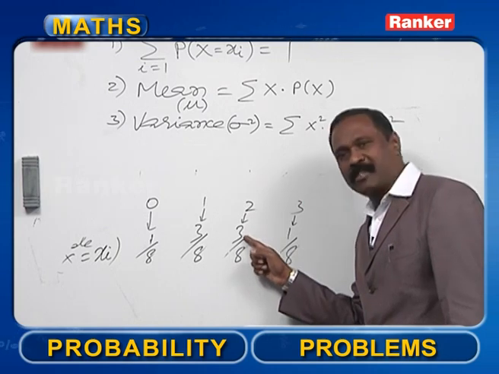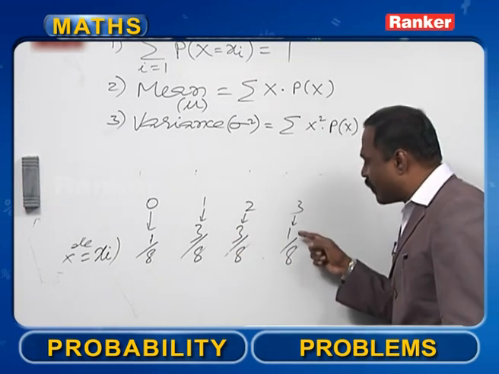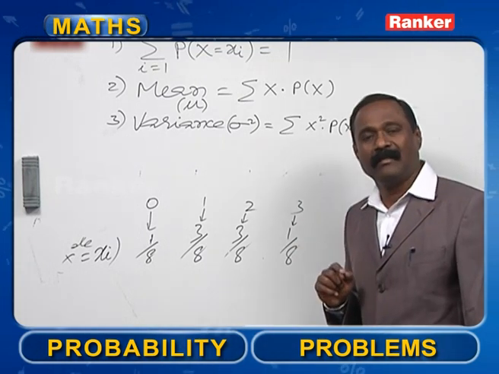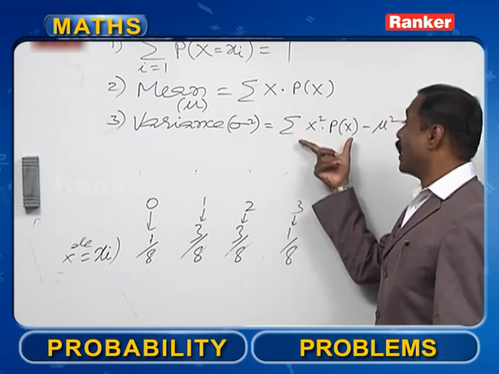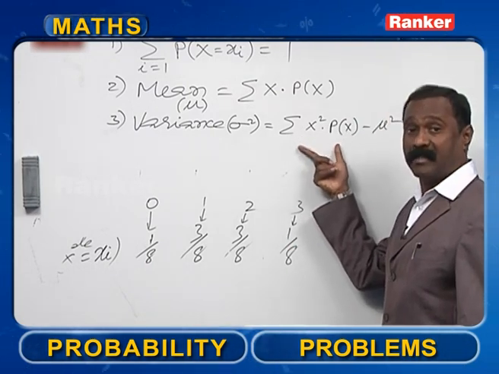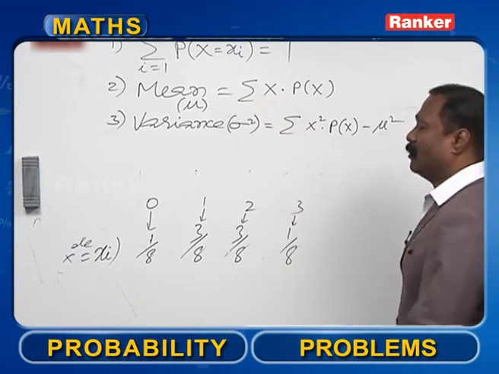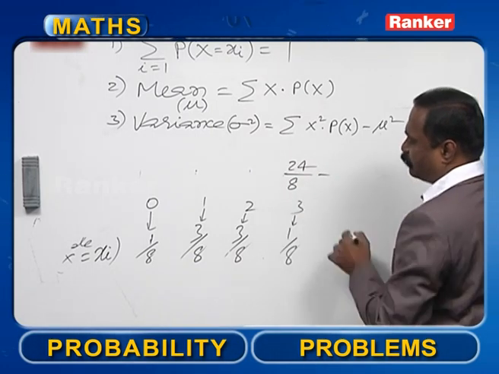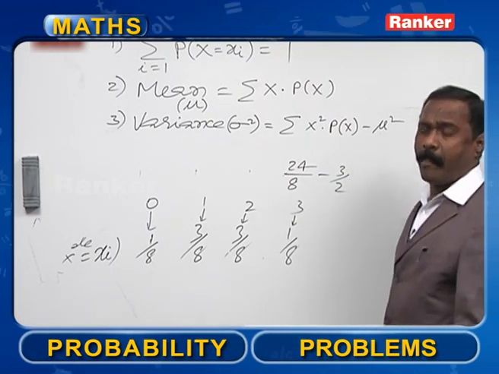This is 4 into 3, 12. 12 plus 3, 15. 15 plus 3 square into 1, 15 plus 9, it is 24. 24 upon 8 is this value. And we have already found out mu. What is mu? 3 by 2. So, 24 upon 8 minus, this is something like 3 by 2. You can understand now.